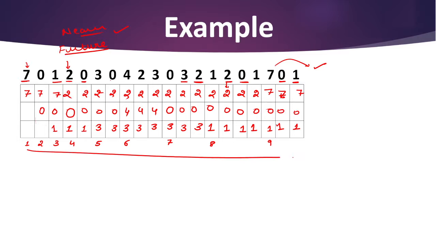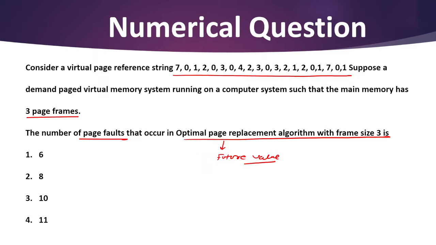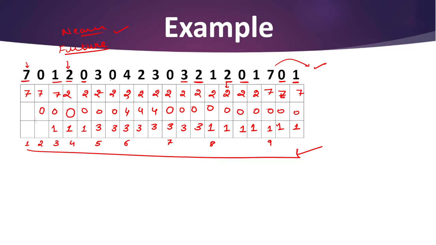So the total number of page faults in this question is 9. So the correct answer is 9. 9 is not an option here, you can write it like this. 1, 2, 3, 4, 5, 6, 7, 8, 9. Yes, absolutely correct. 9 is the correct answer.